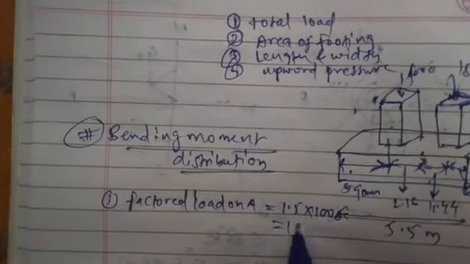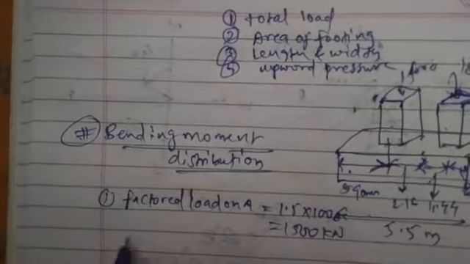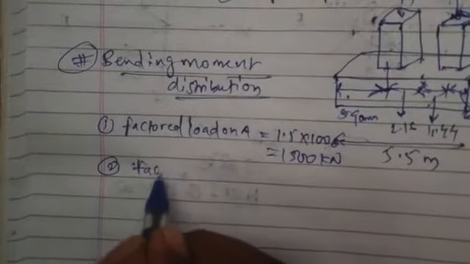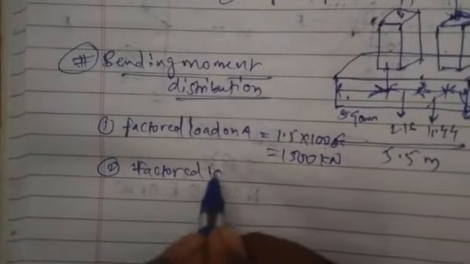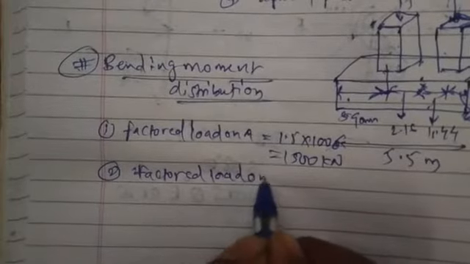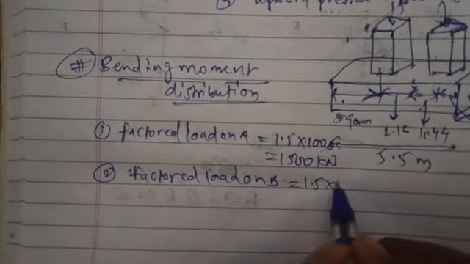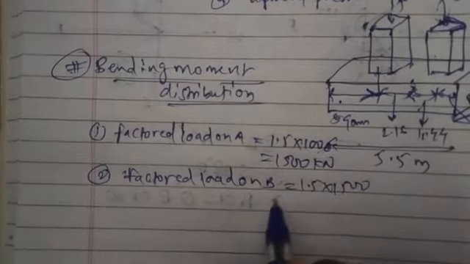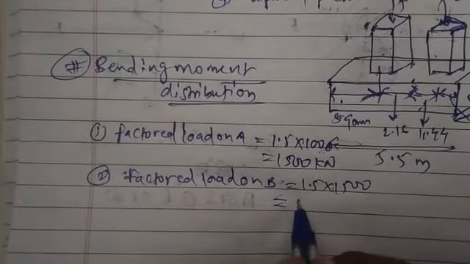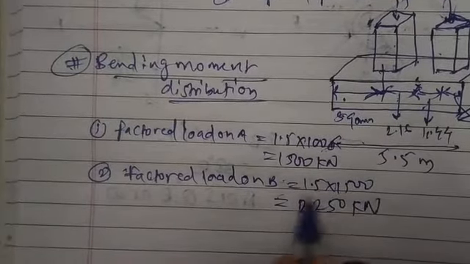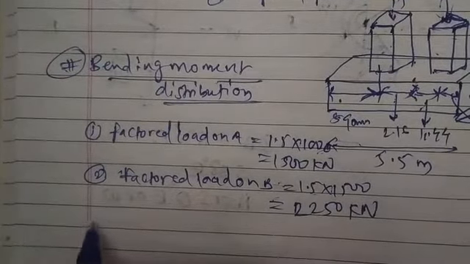So it will be 1500 kilonewton. Second, factored load on B, that will be 1.5 into 1500. Load on column B, that is 2250 kilonewton. I have already done this calculation, so I am writing directly.